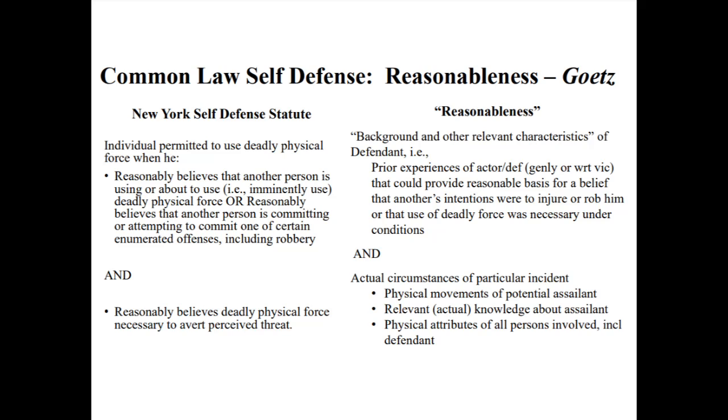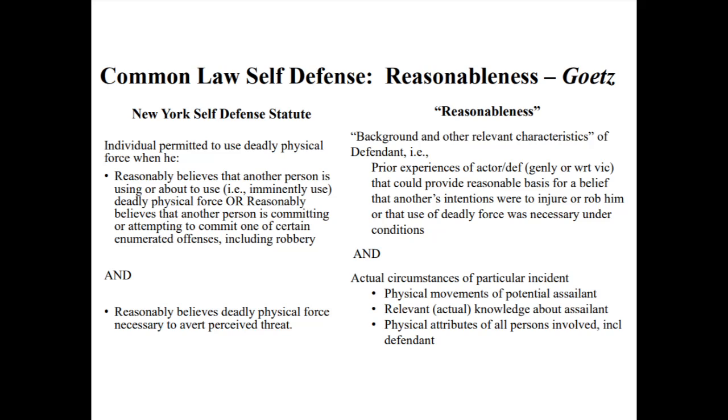All right, so that gets us to this recurring, troubling question: what or who is a reasonable person? As you see on the right of the slide, the court sets out some standard for determining reasonableness. It's set forth pretty straightforwardly in the opinion and here on the slide. So we're looking at the background and other relevant characteristics of the defendant, as well as the actual circumstances of the particular incident. And we have also itemized some of those characteristics of the defendant that might be relevant, as well as some of the particularities of the incident that might be relevant.